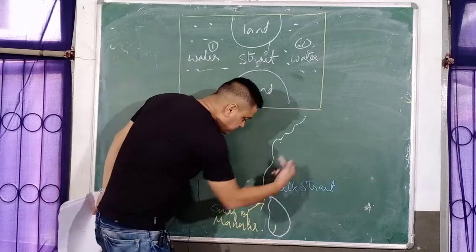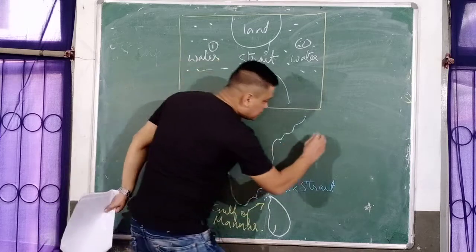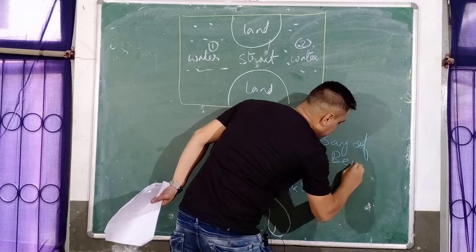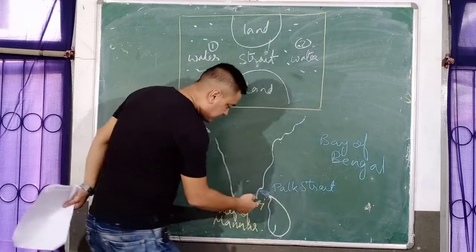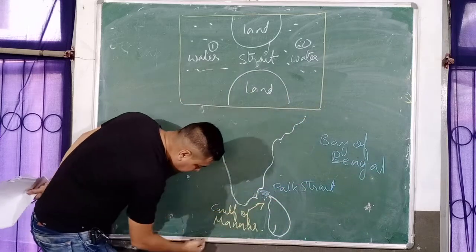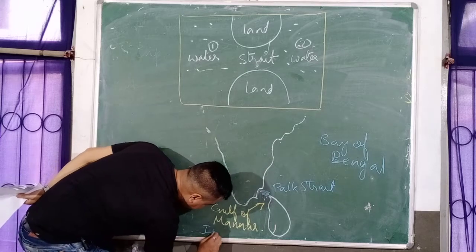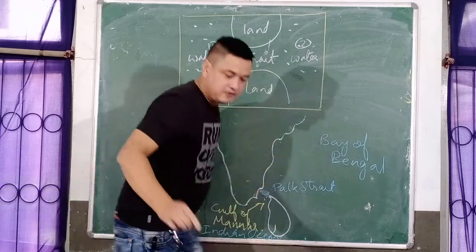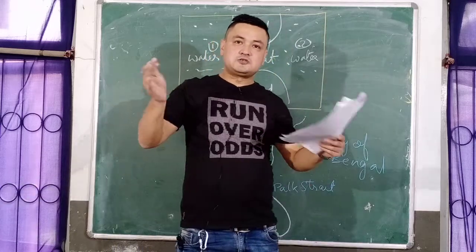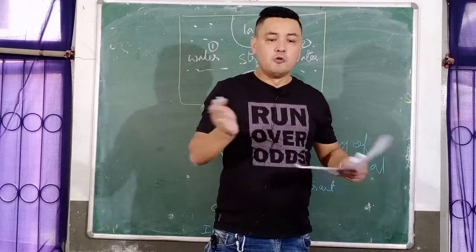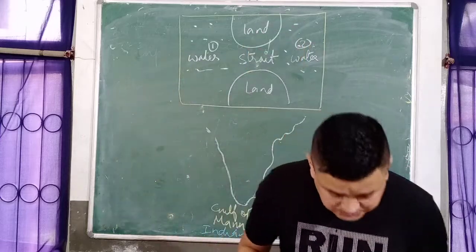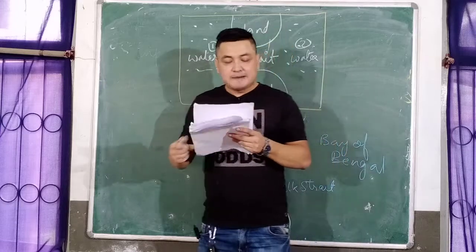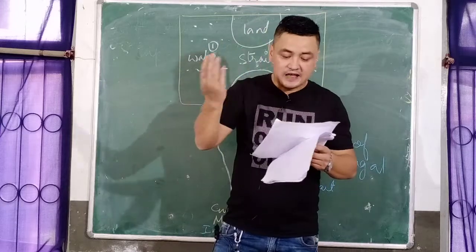But it joins two water bodies. These water bodies are the Bay of Bengal and the Gulf of Mannar. Below the Gulf of Mannar, what ocean do you find? You find the Indian Ocean. Are you getting my point? So what separates two lands and joins two water bodies is called a strait. The best example here is the Palk Strait between India and Sri Lanka.